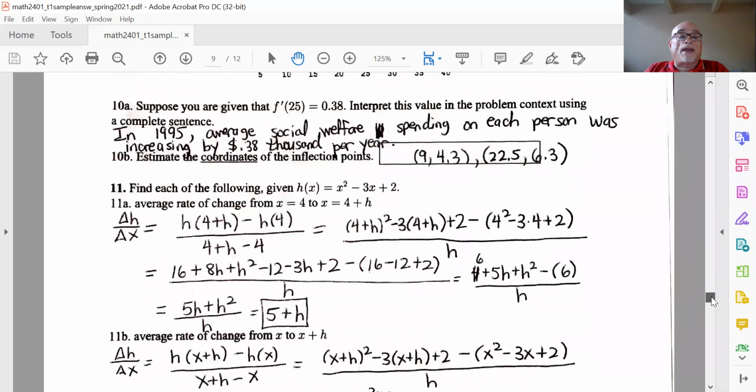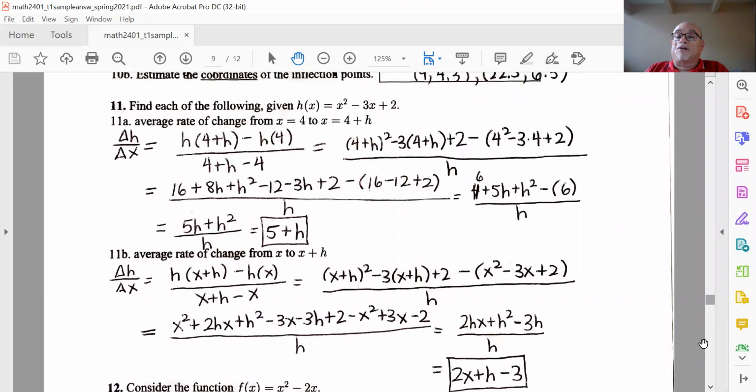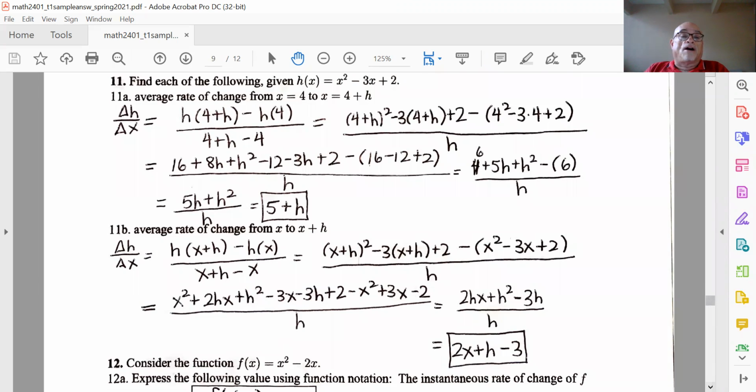Now let's look also on this page at question 11B. This is going to be one of the harder questions for you on this test, or actually on the semester. So we've got a function here named h, and it's got this pretty straightforward formula. It's a quadratic function because we have the input squared. So h's formula is x squared minus 3x plus 2. And we want to find the average rate of change from just this arbitrary input x, this variable input x, to this second input x plus h. So this is an average rate of change starting at the input x, a variable, going up to the input x plus h.